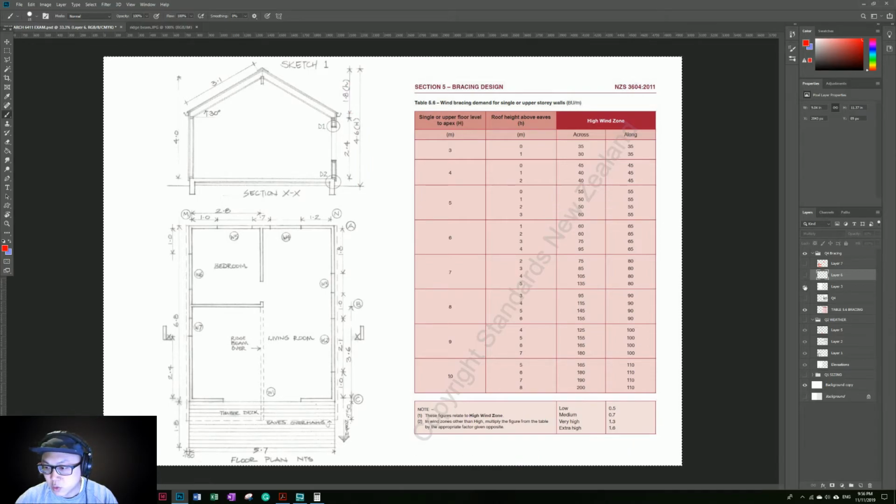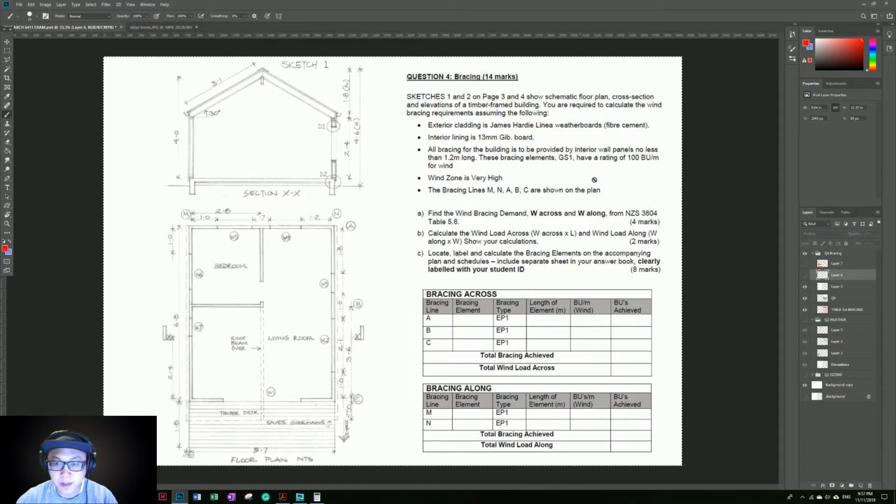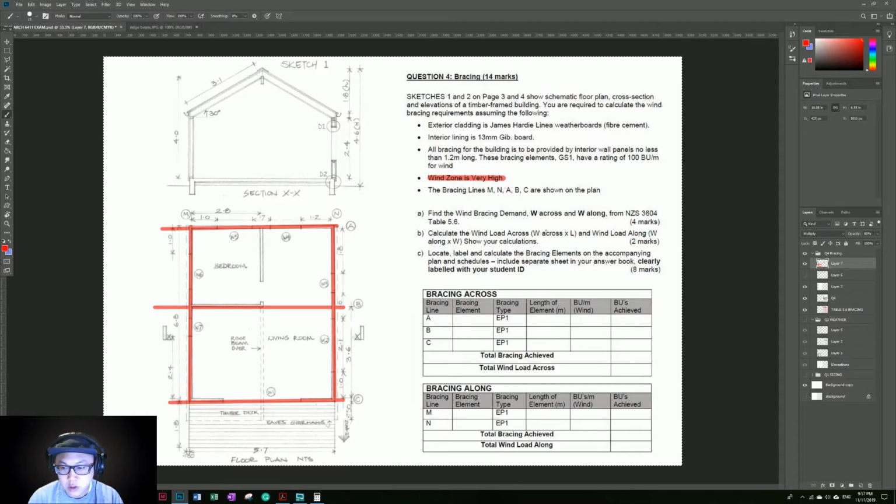And let's go back to our questions. This one. So wind across 65, and this one was 71.5. And so now we need to calculate the wind load. For that, we need to multiply the wind across by the length of the building. So what's the full length of the building? It's from here to here, and that value is 6.8.